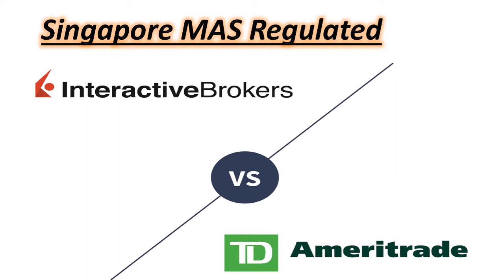TD Ameritrade just announced that they are going to offer zero commissions for all the stocks in the US market. And Interactive Brokers just set up an office in Singapore. So both are now Singapore MAS regulated. You can go to the MAS website and check, and they are both regulated, so you don't need to worry about that. Interactive Brokers is a regulated broker.